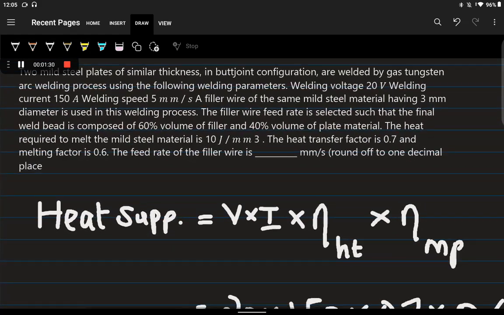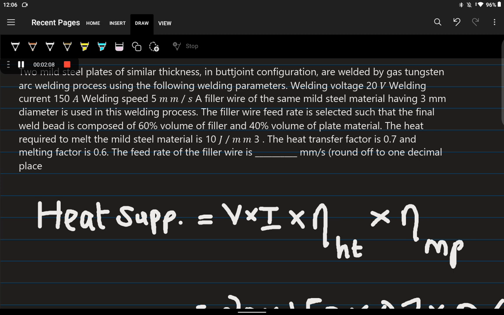The given electrical energy from the welding machine we can calculate as voltage into current, that is the energy supplied by the electrical power source. But that energy is not completely transferred to the material for welding. There will be some losses. That loss is given in terms of factors, heat transfer factor and melting factor. So that electrical energy is first multiplied with the heat transfer factor, so that much energy is first reaching the material to be welded.